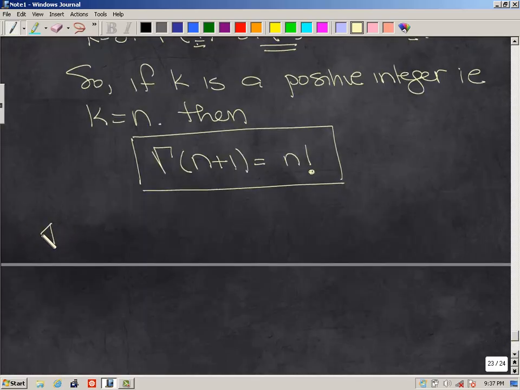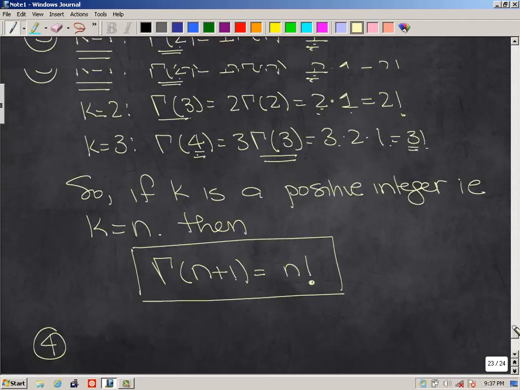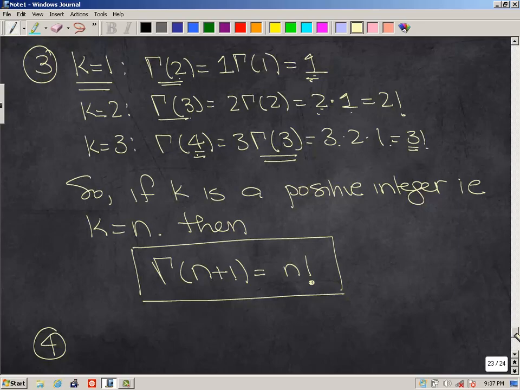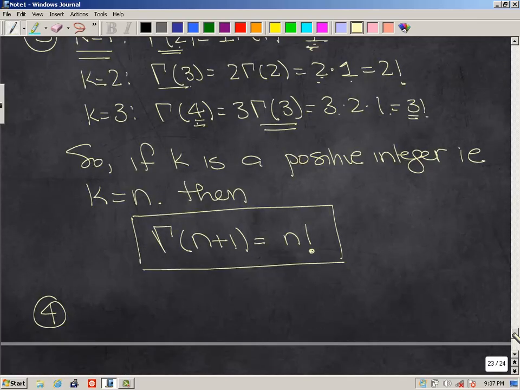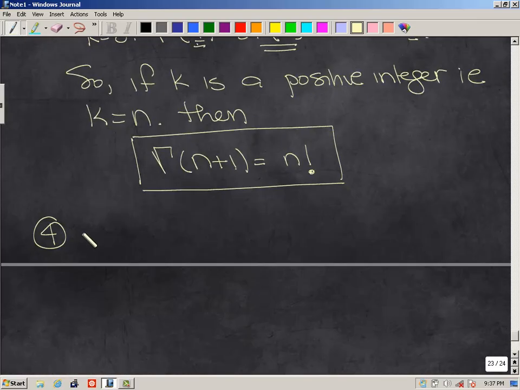The next property is, if you think about it, property 2 told us what? Gamma of this is that. So if you divide both sides by, actually I'm not going to do that property, that's in ODEs, but let me go to the next one.